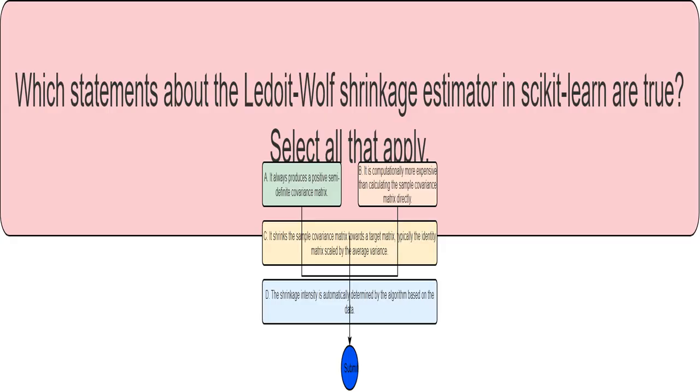This question asks you to identify the correct properties of the Ledoit-Wolf shrinkage estimator, a technique used to improve covariance matrix estimation, especially in high-dimensional datasets. I will guide you to understand the key characteristics of this method.